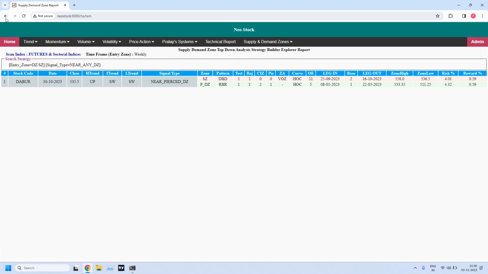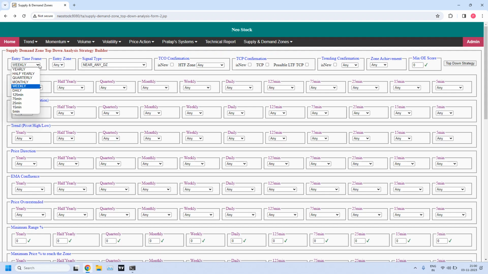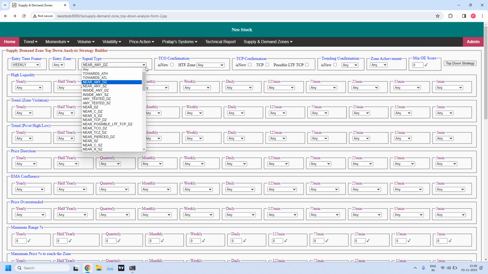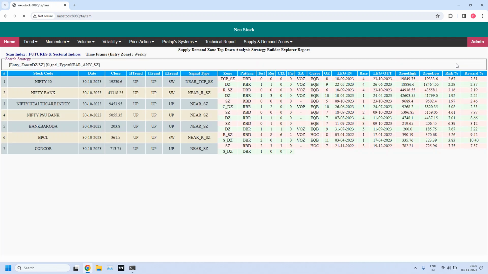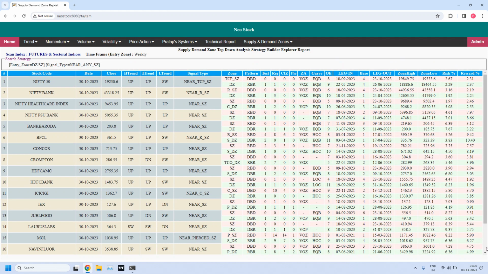So let's go back. Entry time frame weekly. Let us find the stocks which are near to the weekly supply zone. So a good number of stocks are there. Even Nifty 50 is at the weekly supply zone. Nifty Bank is also near to the weekly supply zone. Nifty Healthcare Index, Nifty Public Sector Bank.